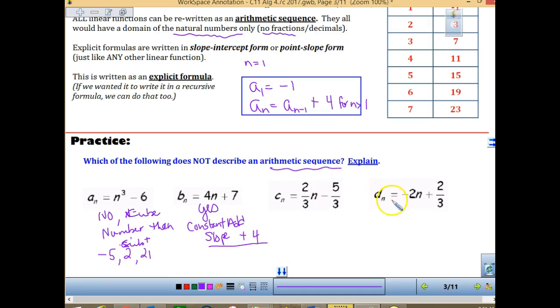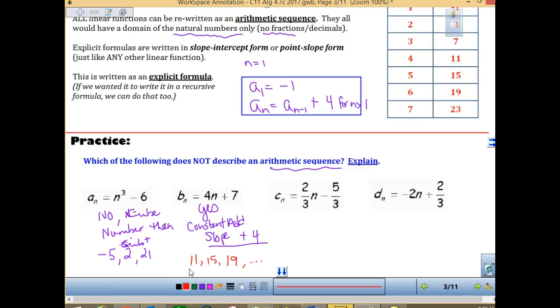Okay? So I want you to look at the next two, and if it helps you to determine, write the numbers out. So like in this one, if I would have plugged in 1 here, I would have had 11. And if I would have plugged in 2, I would have had 15, right? And if I would have plugged in 3, I would have... okay? I want you to talk to your shoulder partner and decide if you think the next one is arithmetic.